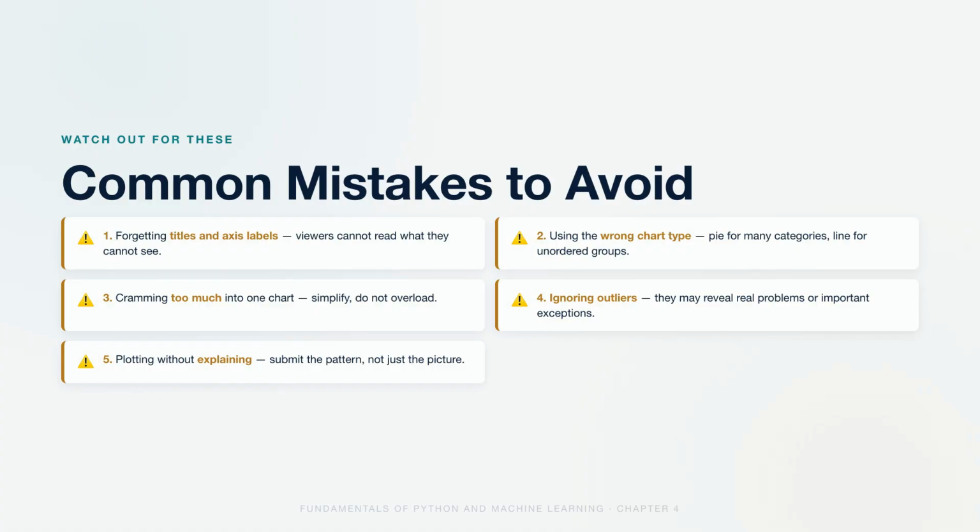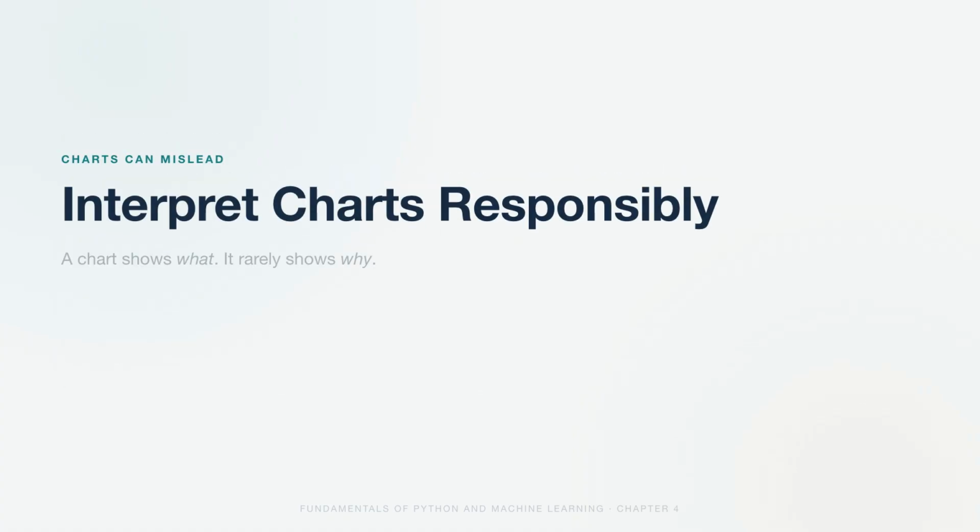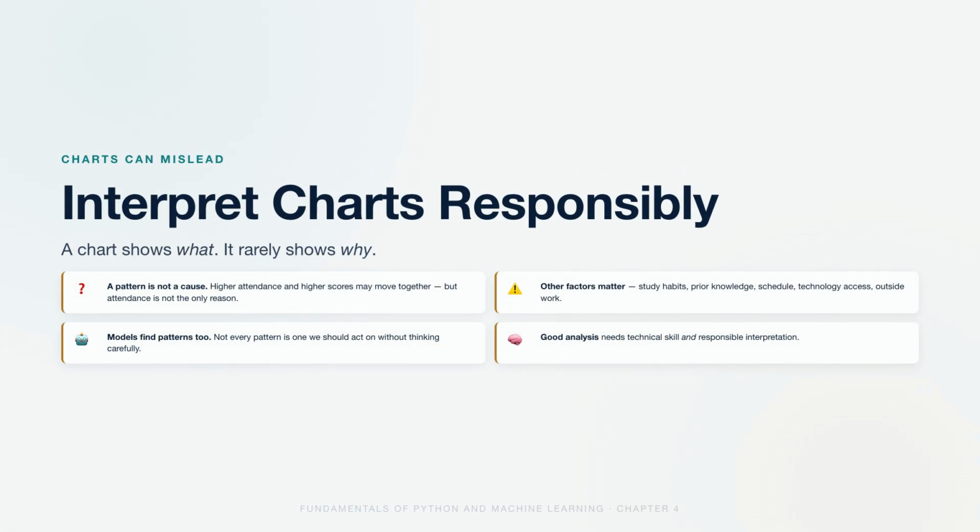The fourth mistake is ignoring outliers. Outliers might reveal problems or important exceptions in the data. The fifth mistake is creating a chart without explaining what it means. In this course, do not only submit a chart, explain the pattern, trend, or relationship that the chart shows. Charts are powerful, but they must be interpreted responsibly.